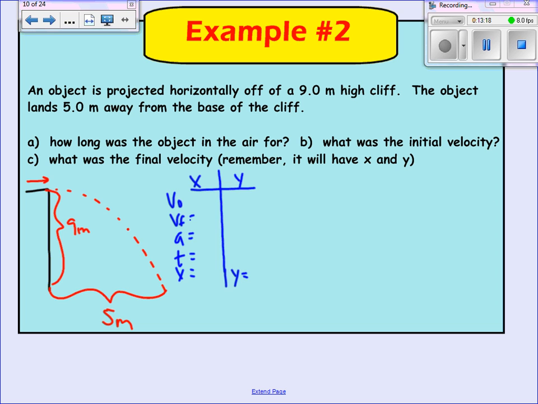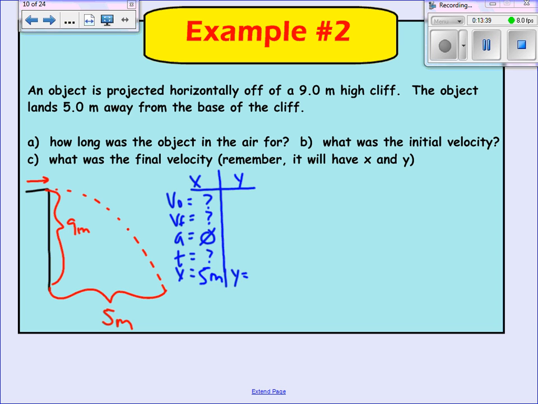All right, let's go ahead and start plugging in some information that we know. The x velocity I do not know. The problem doesn't tell me. Therefore, I don't know the final velocity either, but I do know that they will be the same because acceleration is always 0 in the x direction. I do not know time, but I do know the x displacement. The x displacement is 5 meters.